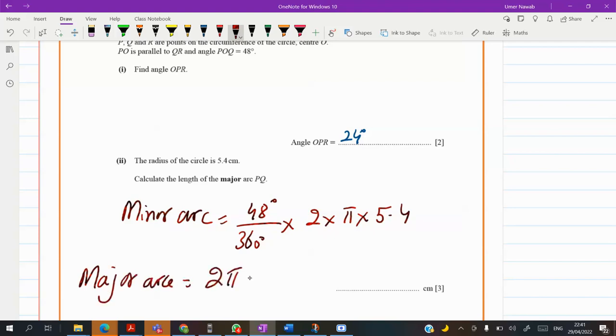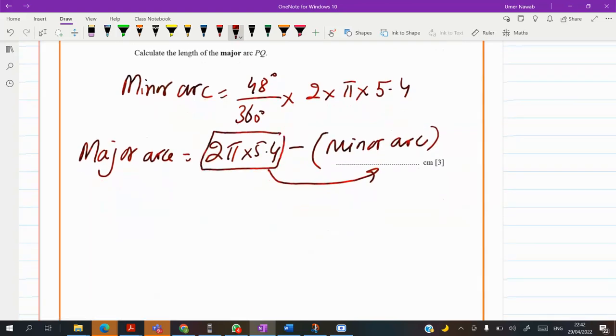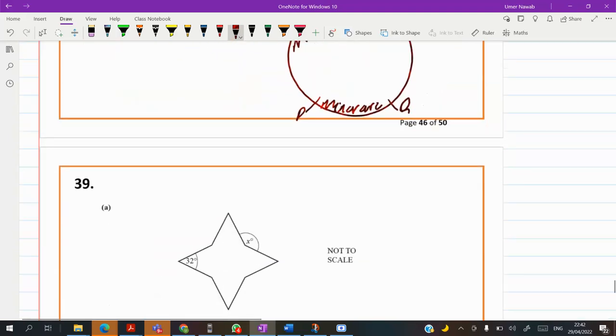Once you get this minor arc, your major arc will be the circumference, 2 pi times 5.4, minus the minor arc, and that will be the answer. So this is your circumference. Because everyone remembers, this is P, this is Q, this is the minor arc, and this is the major arc. So minor arc plus major arc is equal to the circumference.